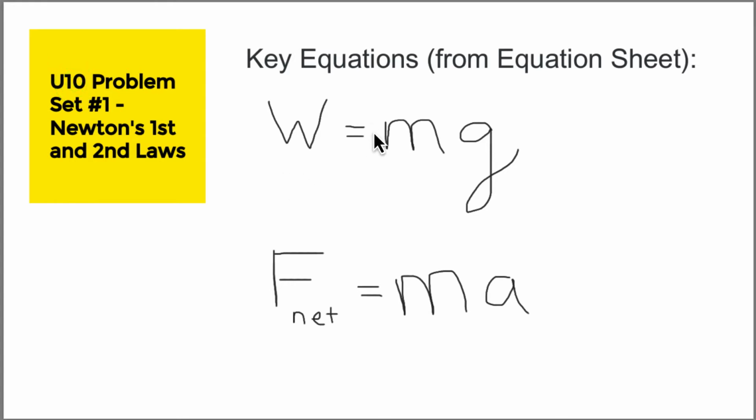Our key equations that we're working with today are weight equals mass times gravity, where W is weight, M is mass, and G is our value of gravity here on Earth, as well as the equation F net equals mass times acceleration. Let's go ahead and get started with the first three problems. Again, if you'd like to do option B, the backside, you can get started on the backside without me, but we're going to walk through the first two or three problems on the front side, option A.